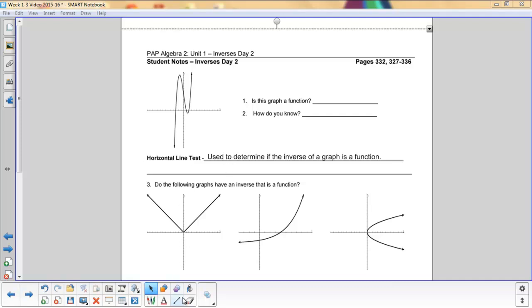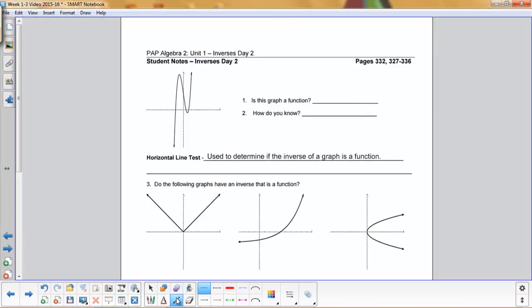Welcome back. I'm going to take a look at inverses once again, and today what we're going to start with is a little bit of a graphical study on inverses. And the first question here is asking us whether or not this graph is a function.